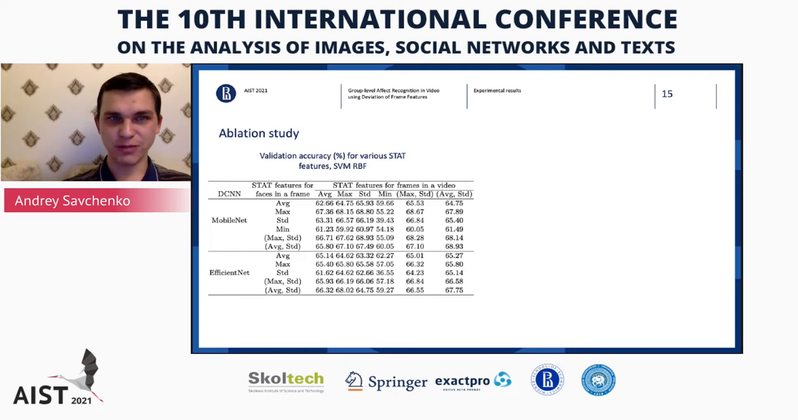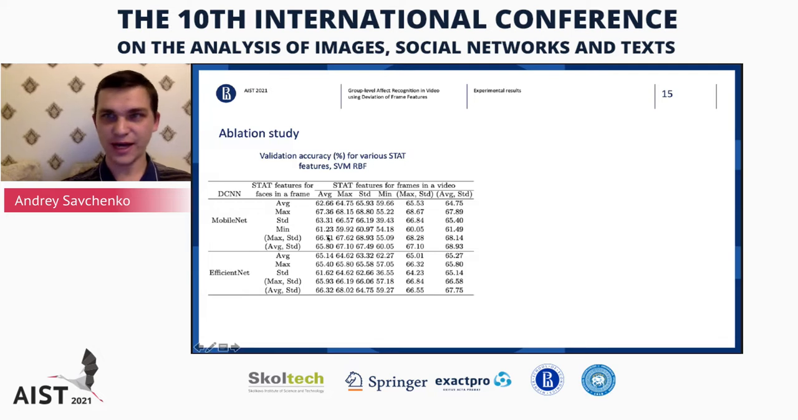So here are our experimental results on this dataset. This is the ablation study and the validation accuracy for various features. Here are the stat features to combine facial embeddings in one frame, and this is how we combine frames in a video. You see that we have two neural networks. We concentrated on fast computations, and that's why we trained networks like MobileNet and EfficientNet. What's really interesting here is that MobileNet works slightly better.